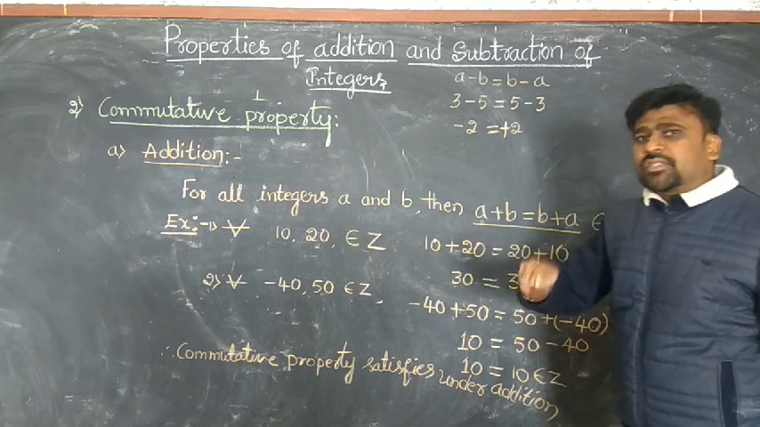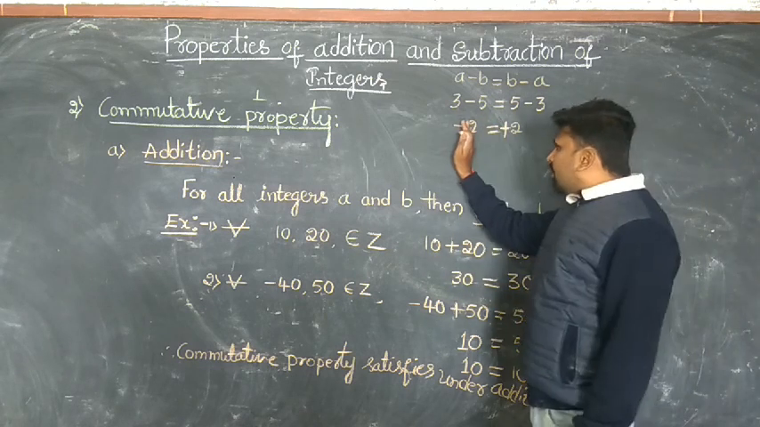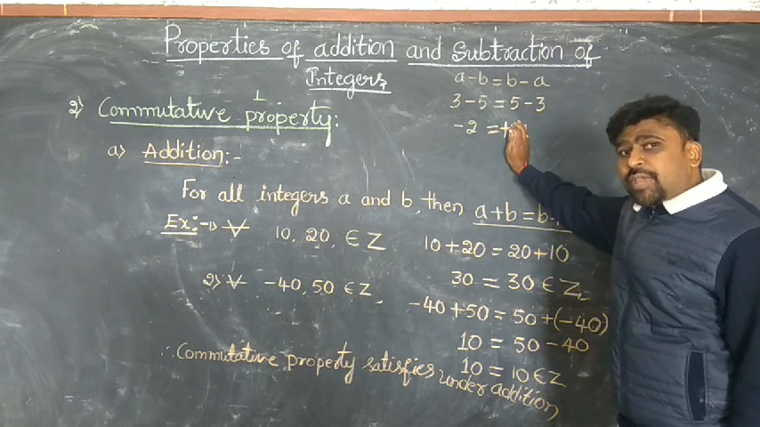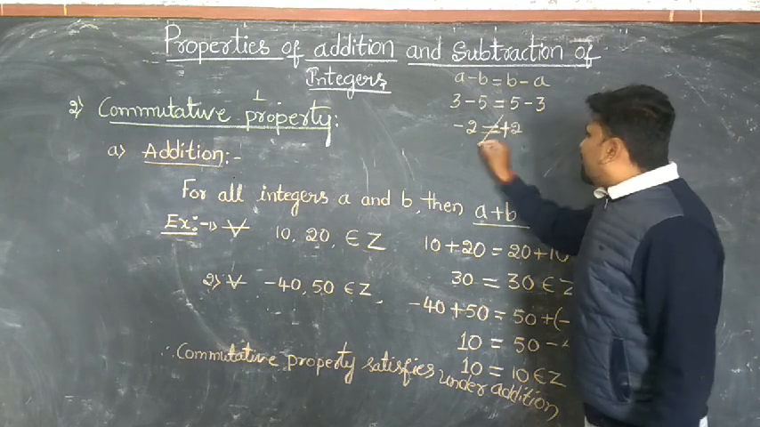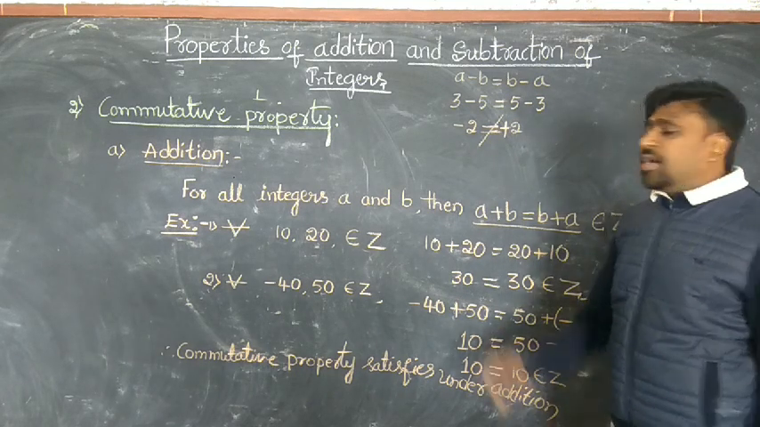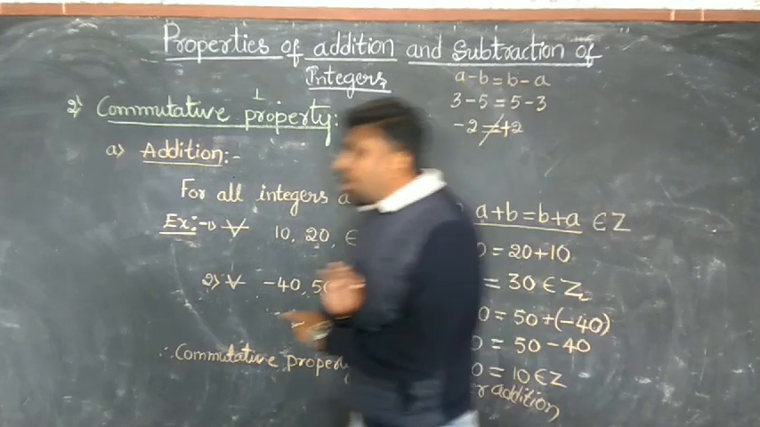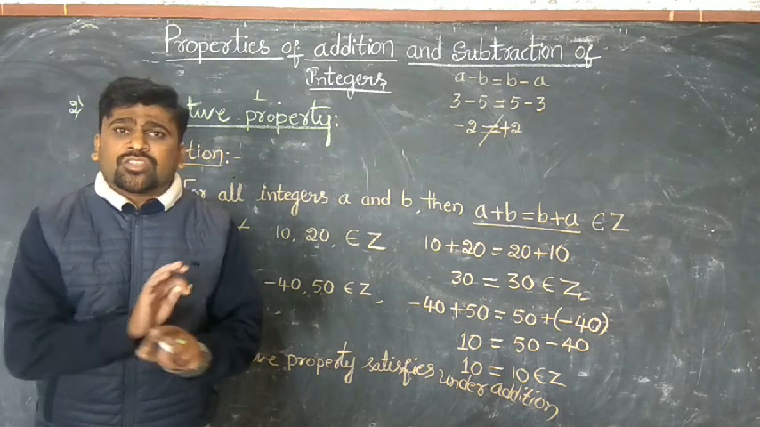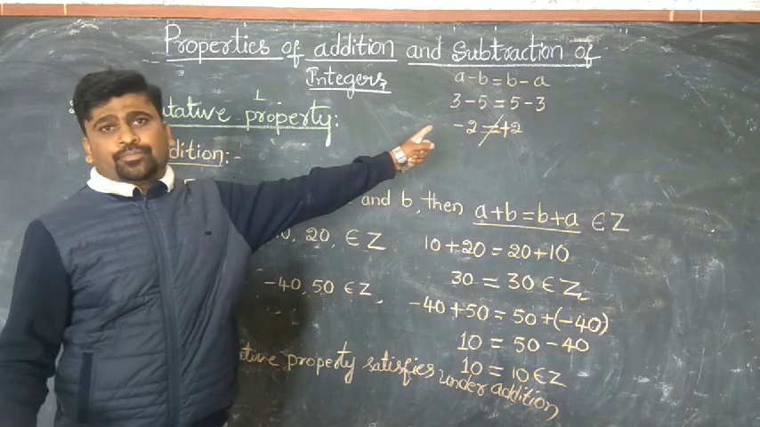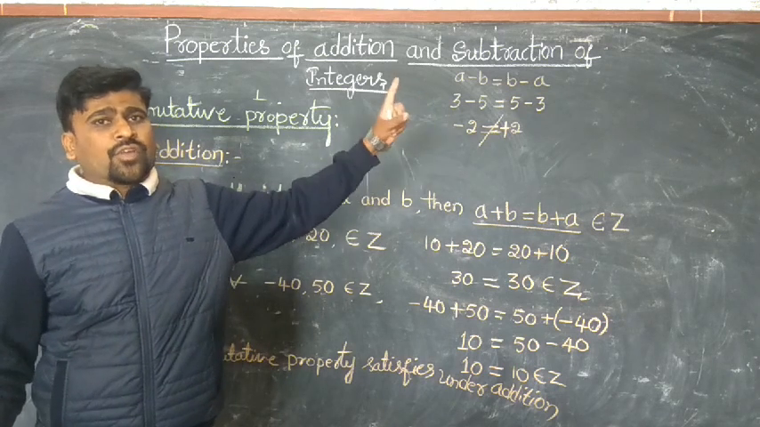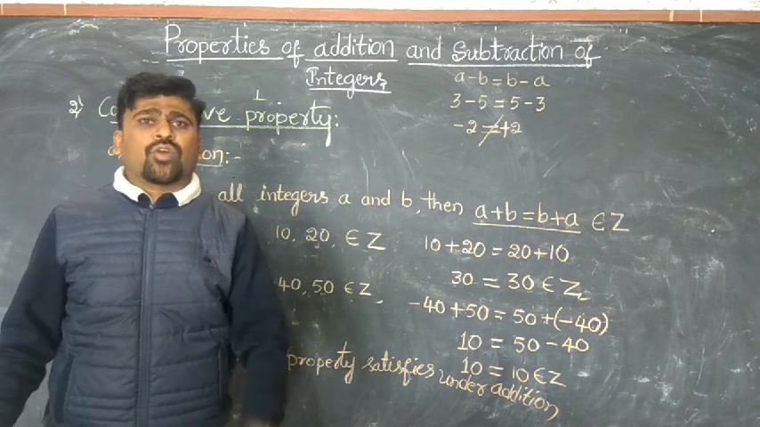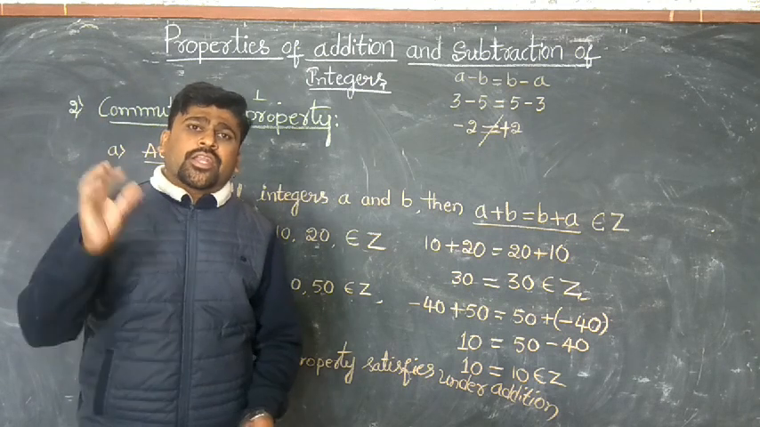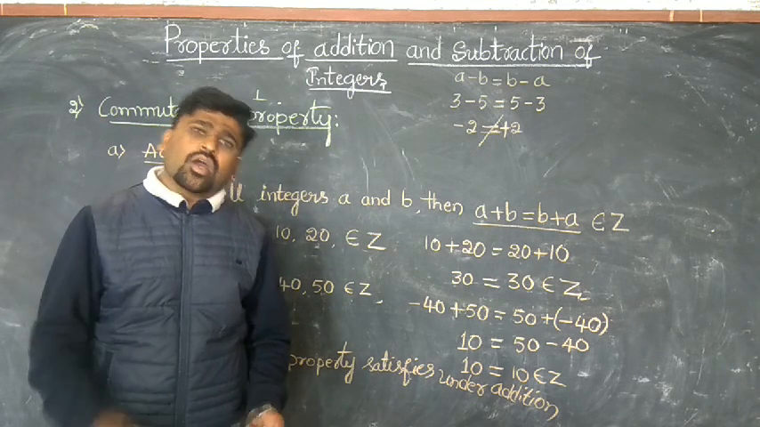Observing the LHS and RHS, RHS answer is minus 2, LHS answer is plus 2. Minus 2 and plus 2, are both same? No. Minus 2 is different from plus 2. Therefore, LHS and RHS are not equal. That means the commutative property is not satisfied for subtraction. Understood? The commutative property comes for only addition. It does not come for subtraction. But in case of closure property, it comes for both addition and also subtraction.